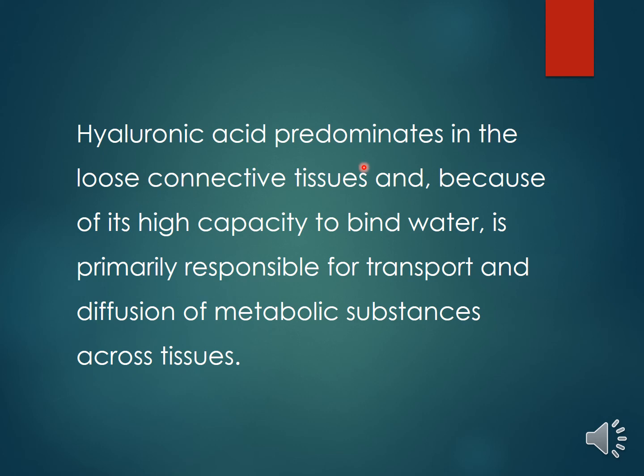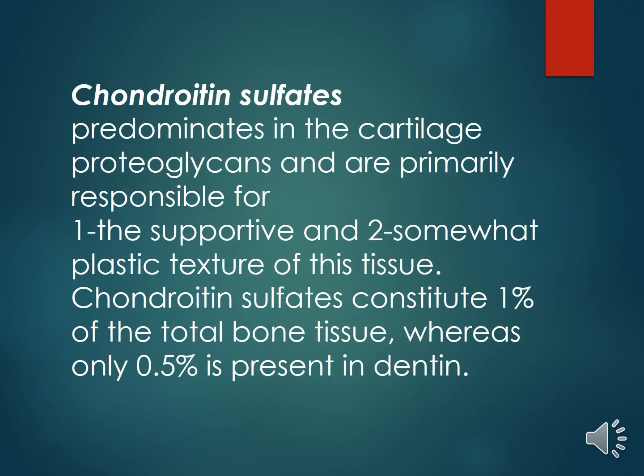Hyaluronic acid predominates in the loose connective tissues, and because of its high capacity to bind water, it is primarily responsible for transport and diffusion of metabolic substances across the tissue. Now, chondroitin sulfates predominate in the cartilage proteoglycans and are primarily responsible for the supportive and somewhat plastic texture of this tissue. Chondroitin sulfates constitute only 1% of the total bone tissue, whereas only 0.5% is present in dentin.